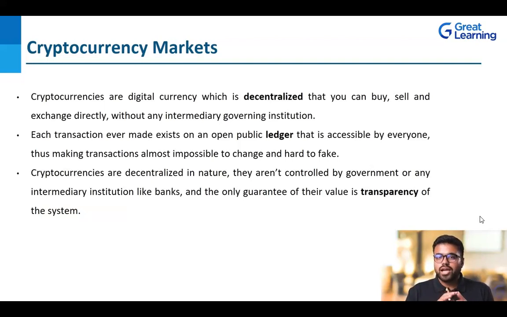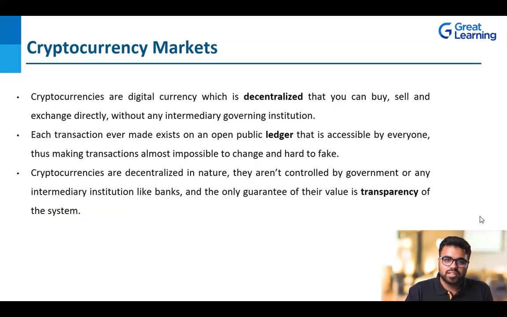This is the most hyped up type of market that we all know. All the millennials and everyone who is in their 20s know about these markets because of the hype it has gained over the past decade. Now, cryptocurrencies are a sort of digital currency which is decentralized in nature, so you don't have any intermediary governing institute to look after it. There are no regulations in cryptocurrencies, which is why it is considered a decentralized type of market.